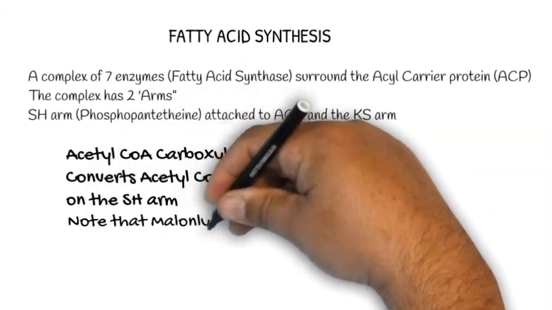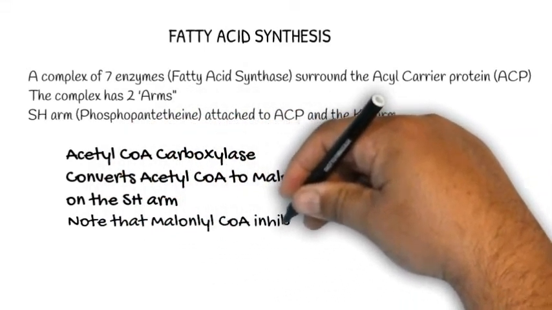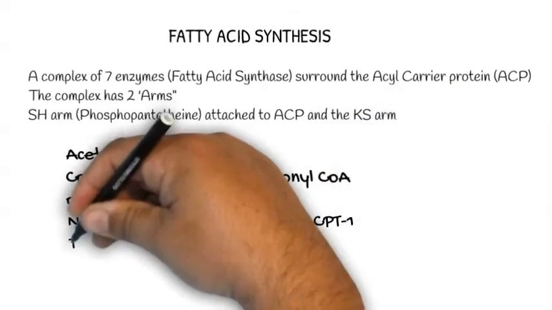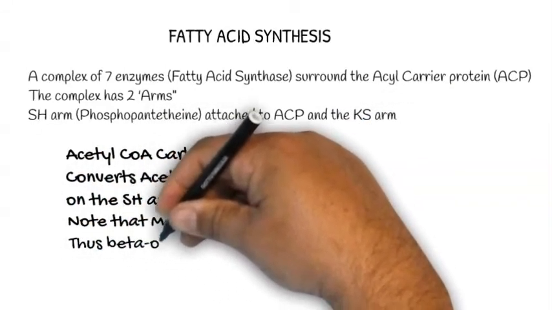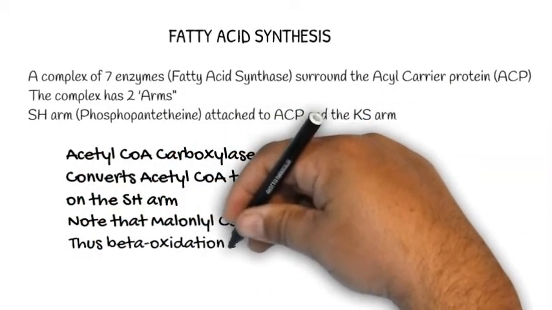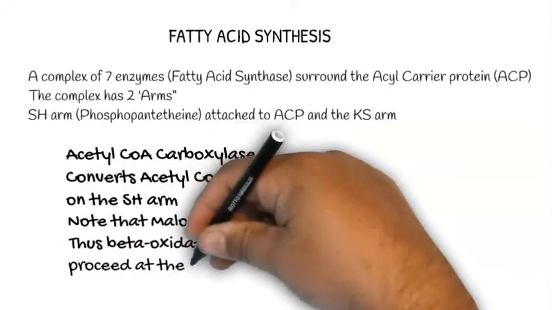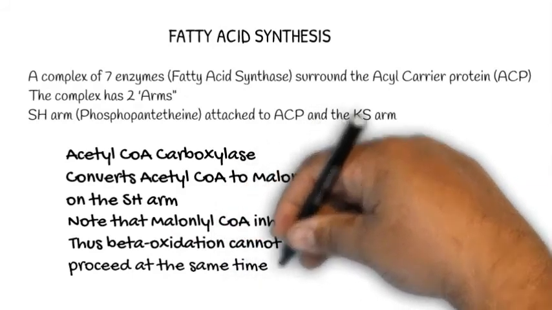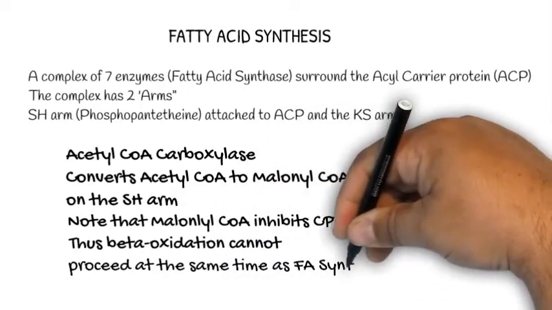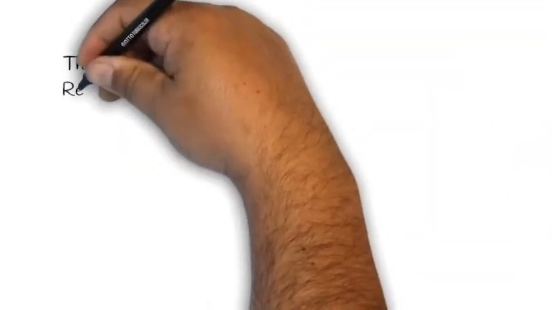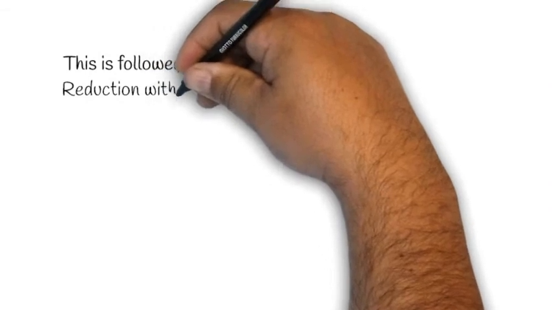Now, what you need to remember is that the first enzyme in fatty acid synthesis is acetyl-CoA carboxylase, which then converts the acetyl-CoA to malonyl coenzyme A on the SH arm. And a very important point for you to remember is that malonyl CoA inhibits CPT1 in the carnitine shuttle.